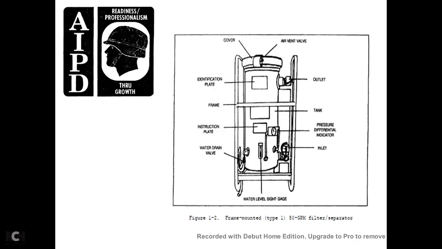Figure 1-2 shows the frame mounted type 1, 50 gallon per minute filter separator with the cover, air vent, outlet, tank, pressure differential indicator, inlet, water level sight, water drain valve, instruction plate, and the frame identification plate.